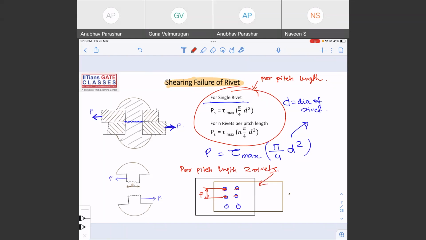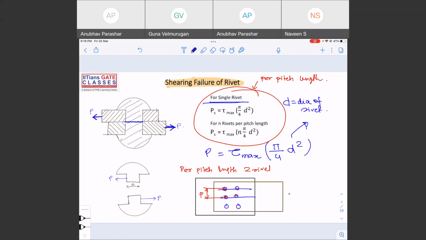So now shearing failure can happen only if both the rivets shear. It is not possible that only one of the rivets will shear and the plate will fail. No. The plate will fail, the joint will fail, if all the rivets per pitch length shear, right?